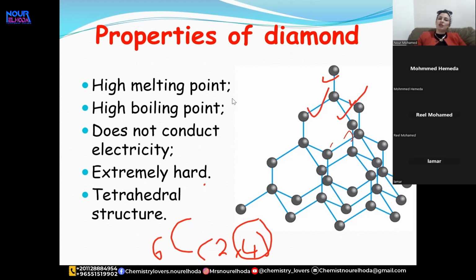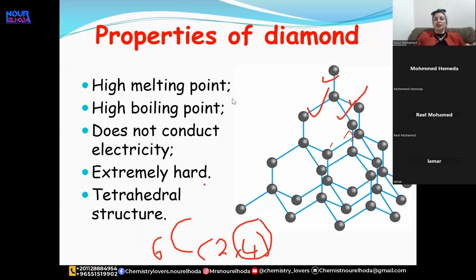If they ask you why, you will say because the outer shell already has 4 electrons, so no more electrons, or rather, don't say that, say no free delocalized electrons, meaning no electrons that are free to move.